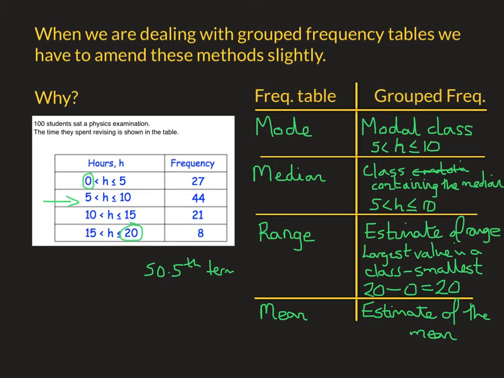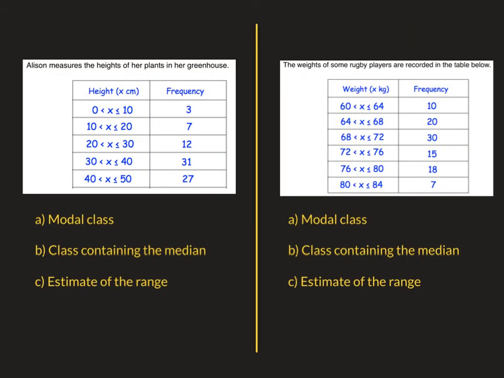Okay, so can you please for me, on the next slide, there are 2 examples. You don't have to copy them out, but for each of them I want you to calculate the modal class, the class that contains the median, and an estimate of the range for the time being. So pause the video and just work those out for these 2 tables.